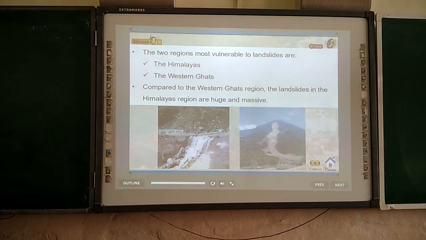The two regions most vulnerable to landslides are the Himalayas and the Western Ghats. However, compared to the Western Ghats region, the landslides in the Himalaya region are huge and massive. The landslide-prone areas of India are shown in the given map.